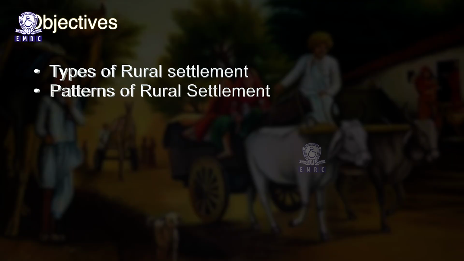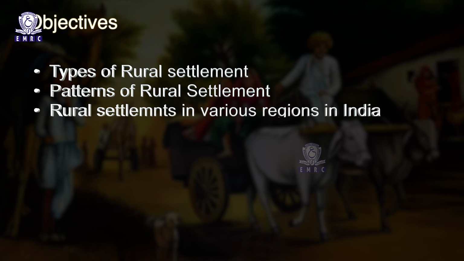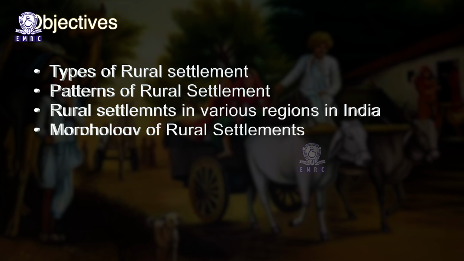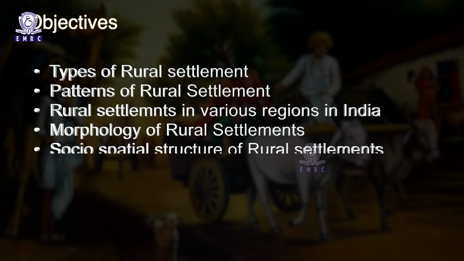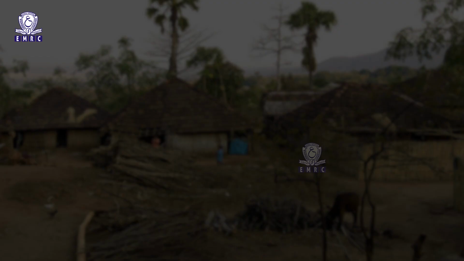Well, objectives of today's class. In today's class, we'll learn about types of rural settlements, patterns of rural settlements in various regions in India, and the morphology of rural settlements and socio-spatial structure of rural settlements.